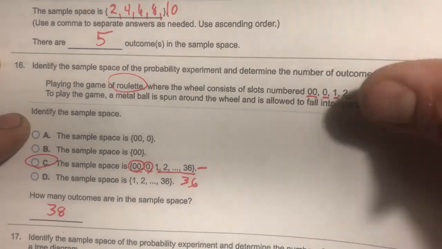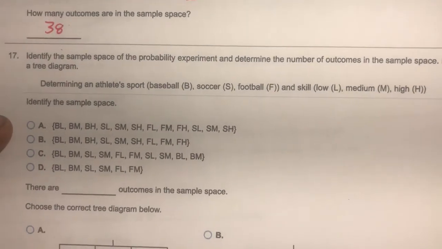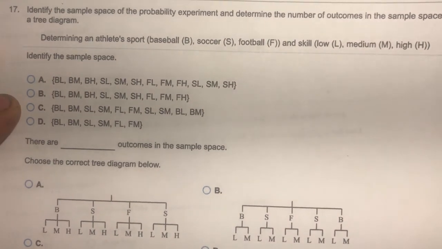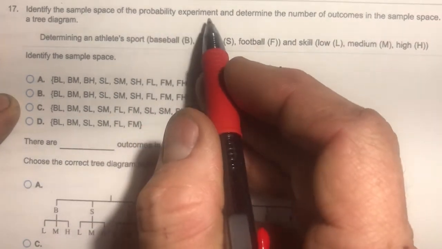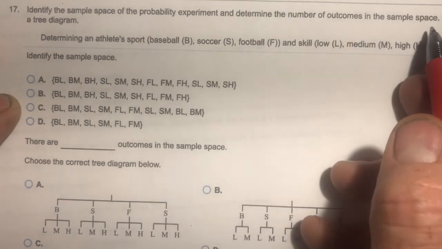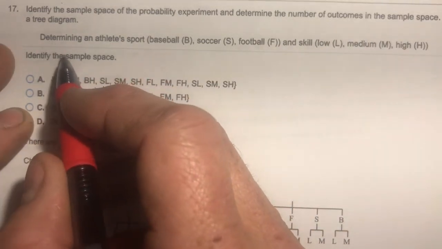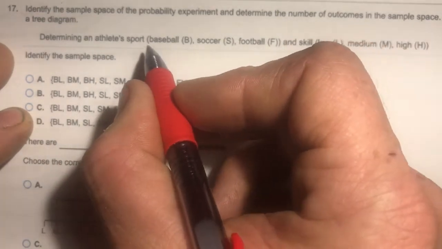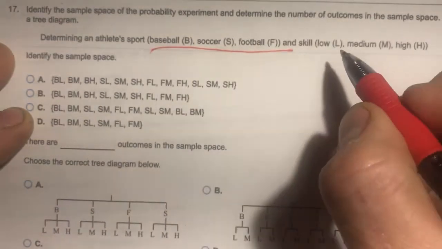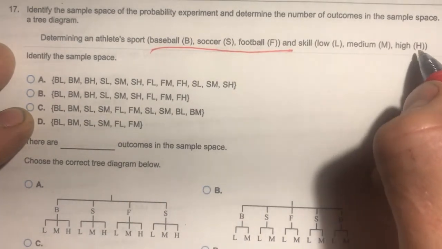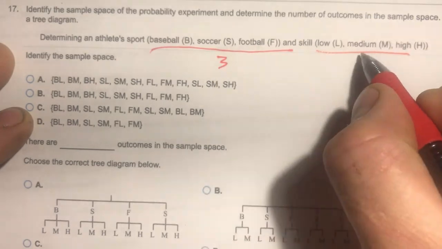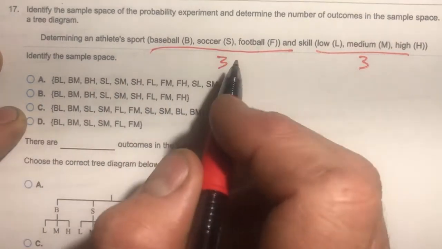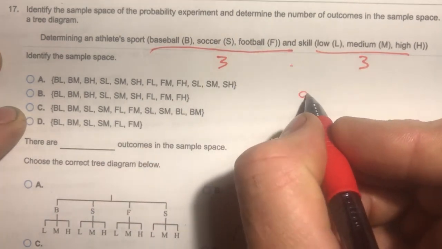All right, number 17. Identify the sample space of the probability experiment and determine the number of outcomes in the sample space. Draw a tree diagram. Determining an athlete's sport, baseball, soccer, or football, there's 3 sports, and the skill level, low, medium, or high. There's 3 of those. So there's 3 of these and there's 3 of those. Identify the sample space. Well, since there's 3 of these and 3 of those, 3 times 3 is 9. There should be 9 of them.